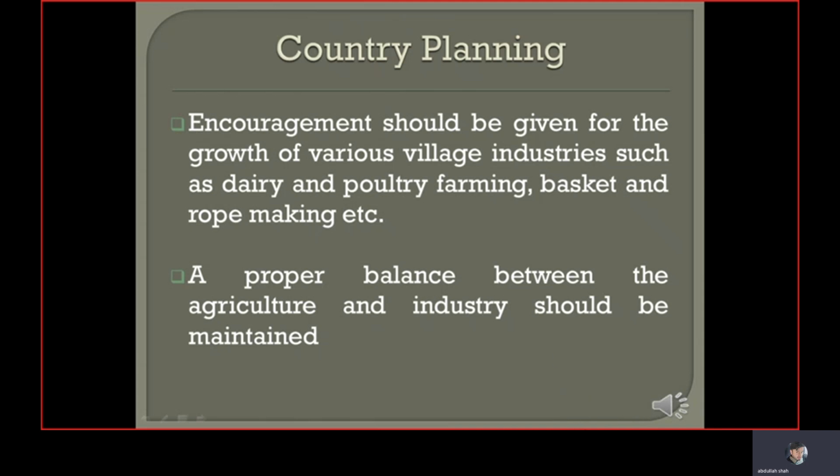In order to gain more benefits from the surrounding villages, the growth of small scale industries of villages such as poultry farming, dairy farms, and basket and rope making should be encouraged, as these nearby facilities will fulfill the needs of the residents at low rates. It also creates a balance between the industries and the agriculture of the region.